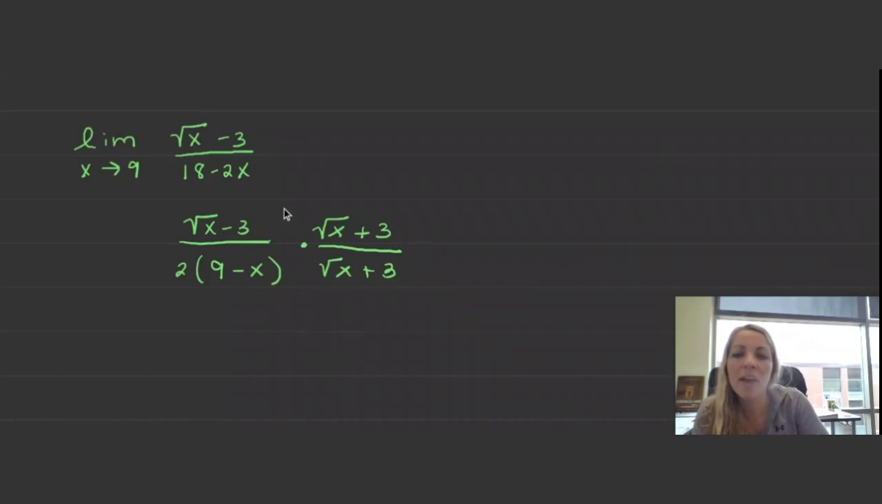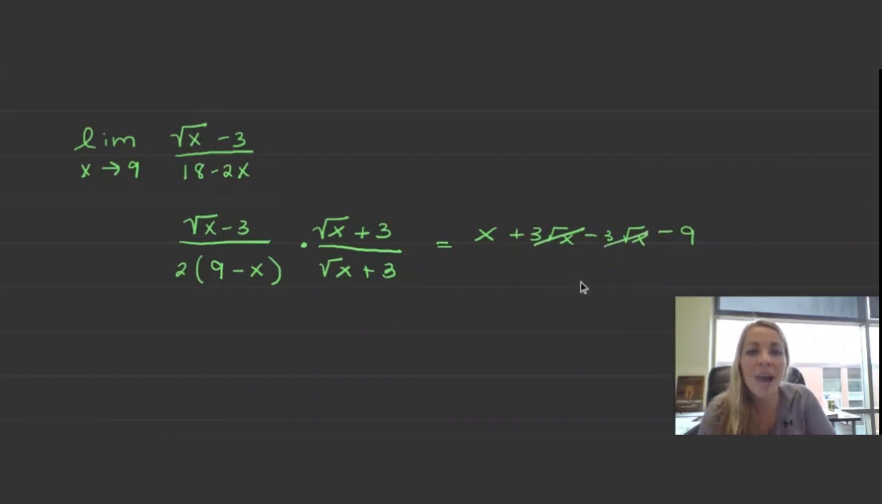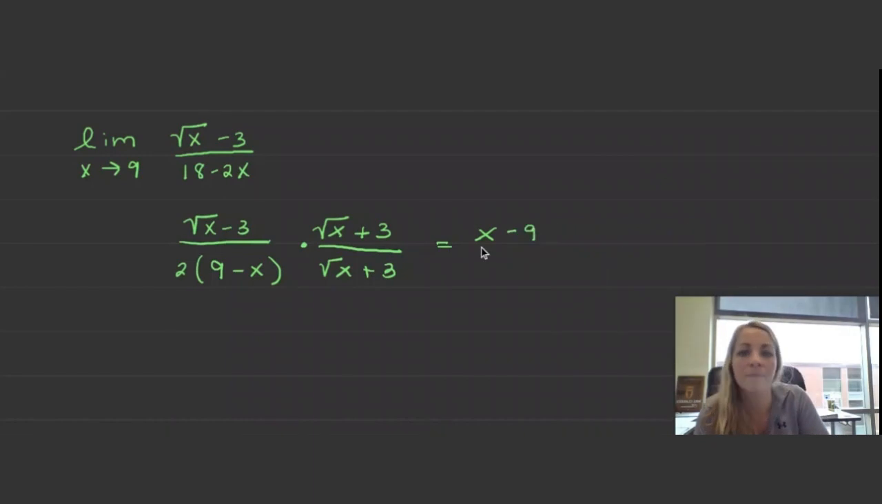So what do I have here? Well, I have square root of x times square root of x, which is x. Square root of x times 3, which is 3 square roots of x. Negative 3 times square root of x, which is negative 3 square roots of x. And negative 3 times 3, which is negative 9. These terms will cancel. So on the top, I'm just left with x minus 9. I'm going to quickly clean that up.